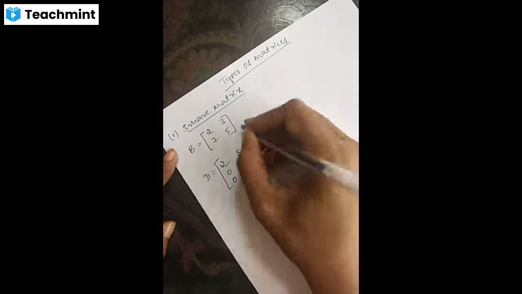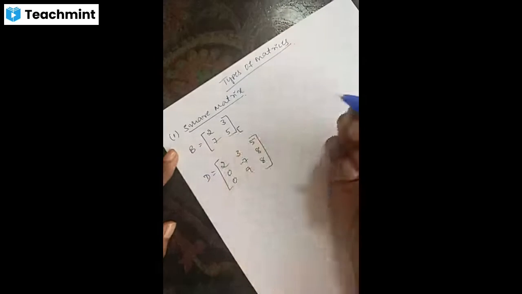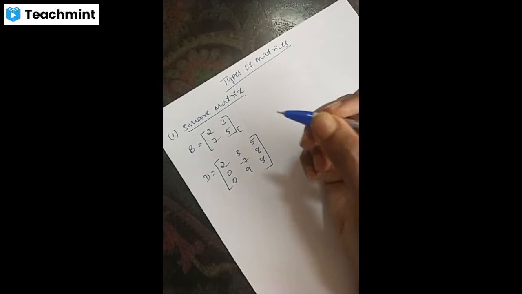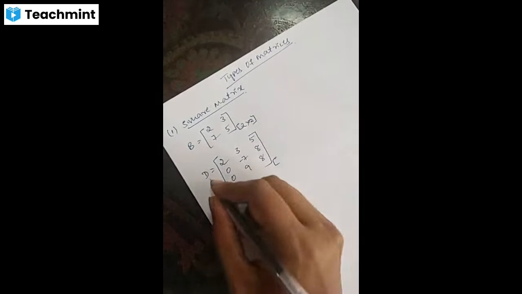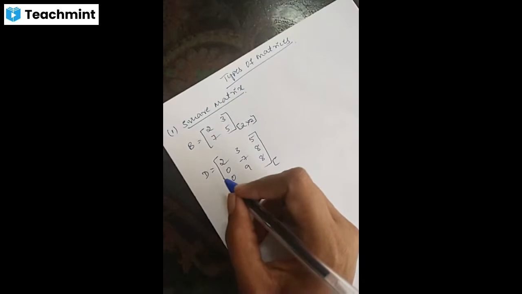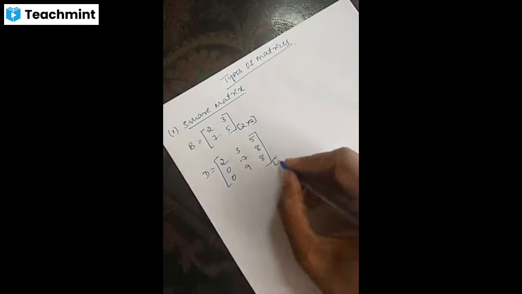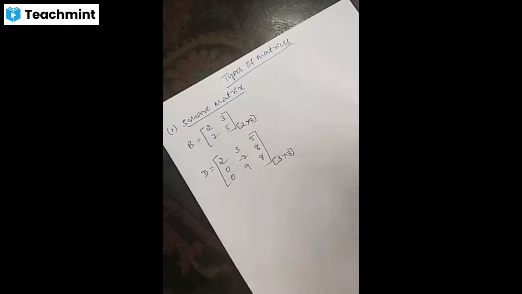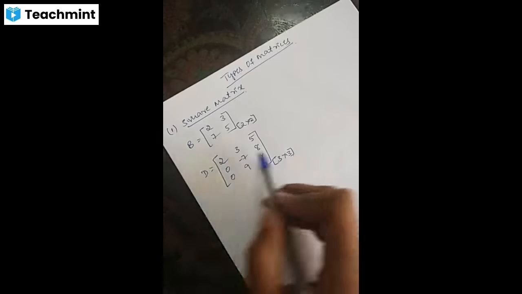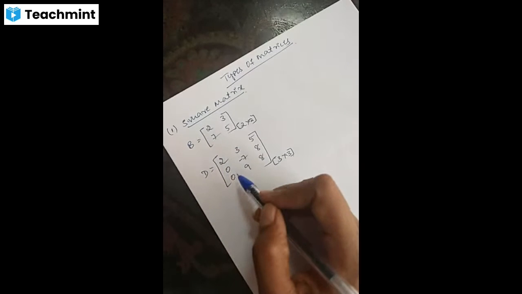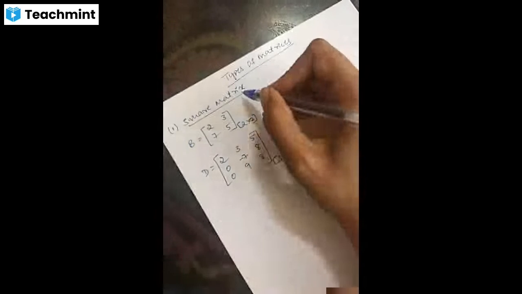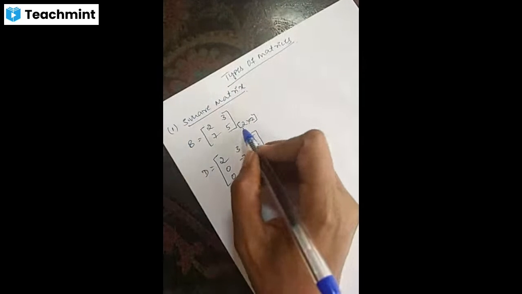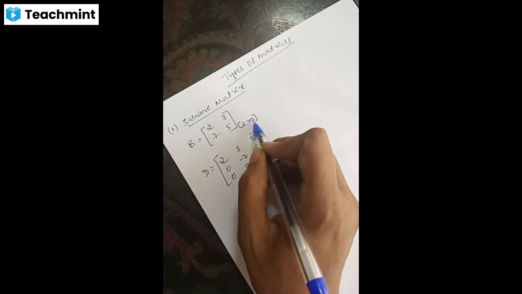Can you tell me the order of this matrix? Matrix B, order of this matrix B? 2 into 2. What is the order of matrix D? 3 into 3. Yes, 3 into 3. These two matrices are examples of a square matrix. Why? Because in a square matrix, the number of rows is equal to the number of columns.